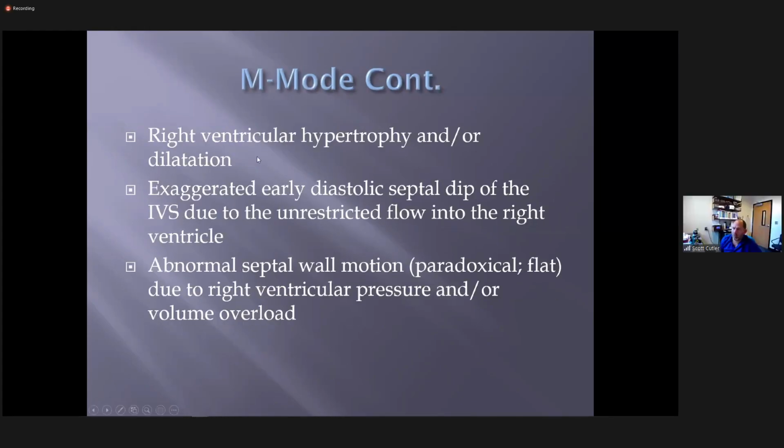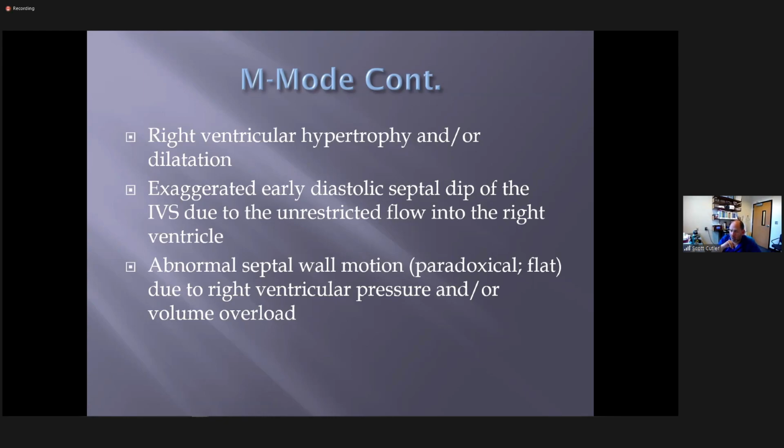Good. Okay, so right ventricular hypertrophy or dilation will also be noted. Again, that's a secondary feature. You might have what's called the early exaggerated diastolic septal dip of the interventricular septum. And that's because of the right heart, remember, you've got the big backup of fluid in the right heart, that's causing that to happen. So that's again a secondary sign of this.